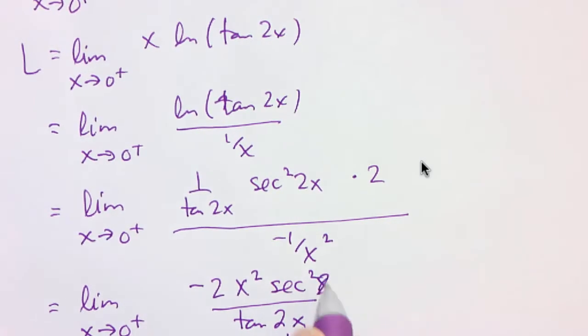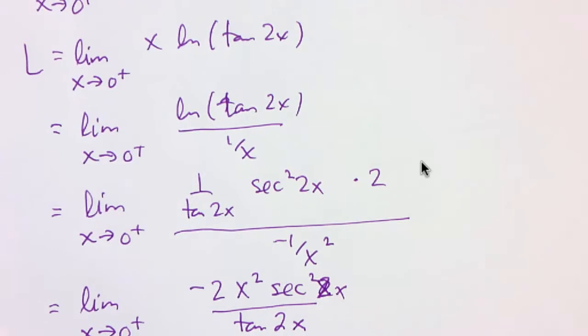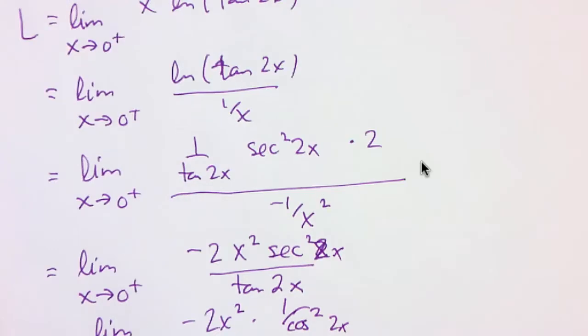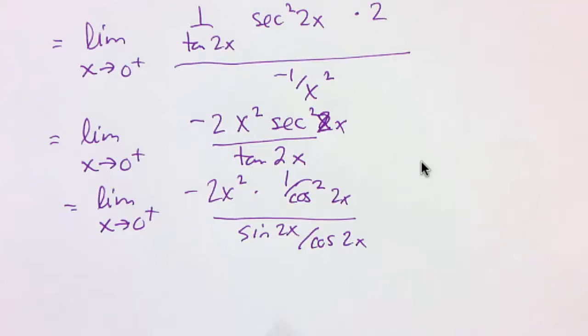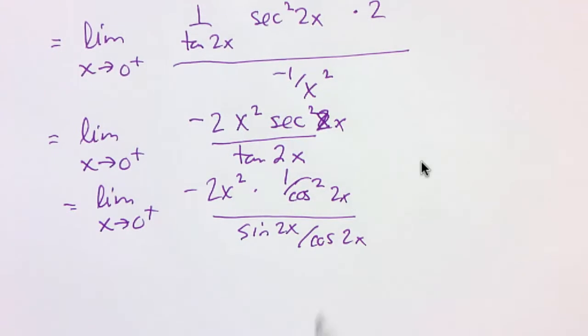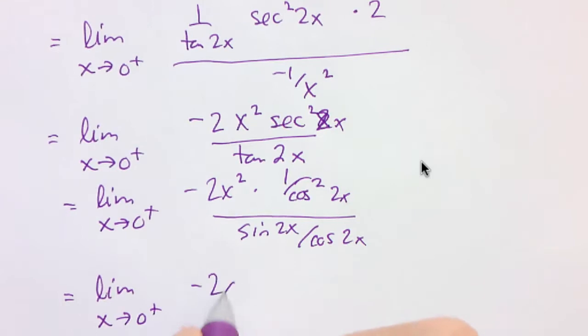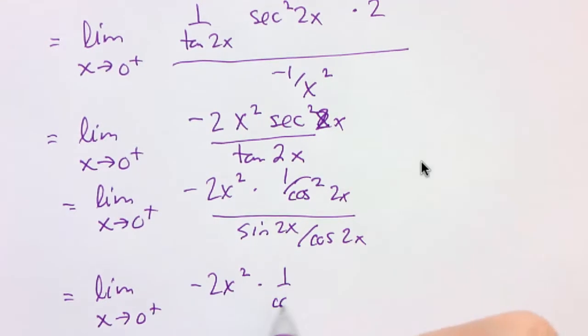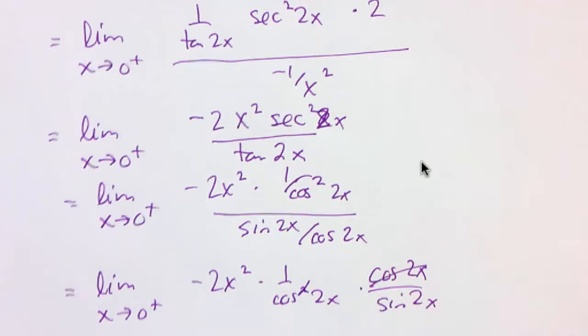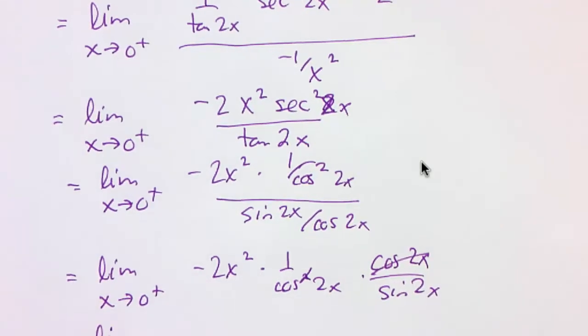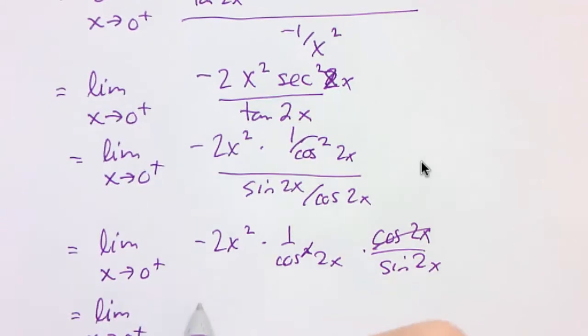Should be secant squared of 2x. Now if I invert and multiply, I can cancel off one of these 2x's. Probably should have just changed to sines and cosines right at the beginning. But sometimes you don't see these things until you get into it. So we're inverting and multiplying the denominator. This one's kind of ugly.